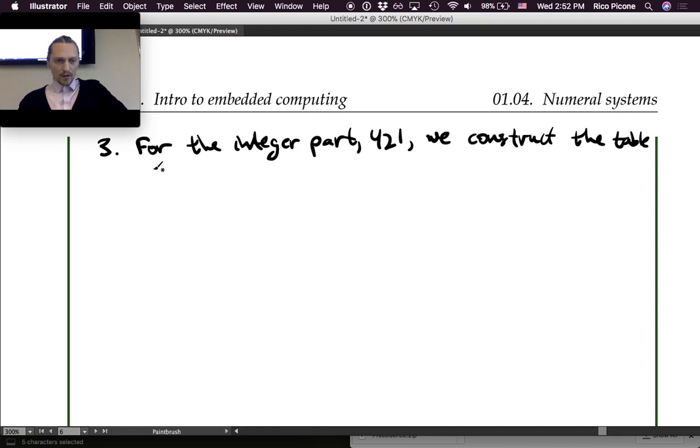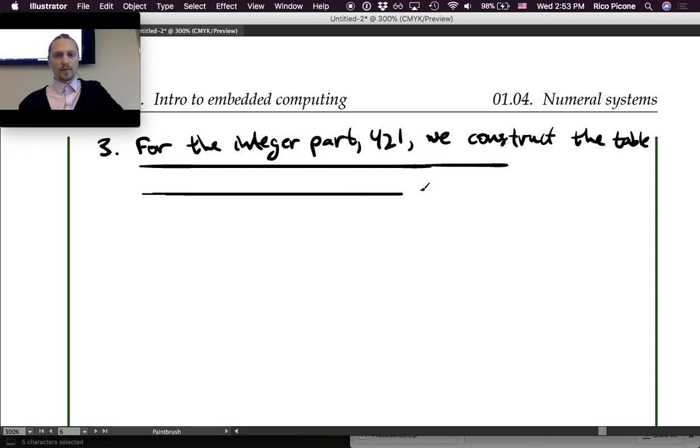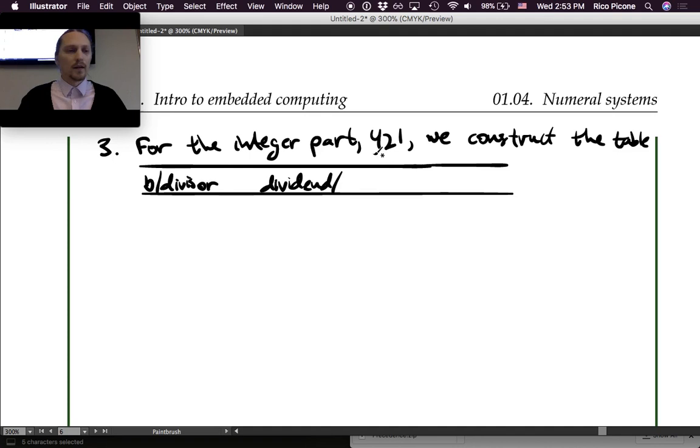Very similar to before, this part is the same. B or divisor is the first column. Dividend, or the quotient, is the second column, and the remainder is the third column. So this part's the same as the last thing that we did.